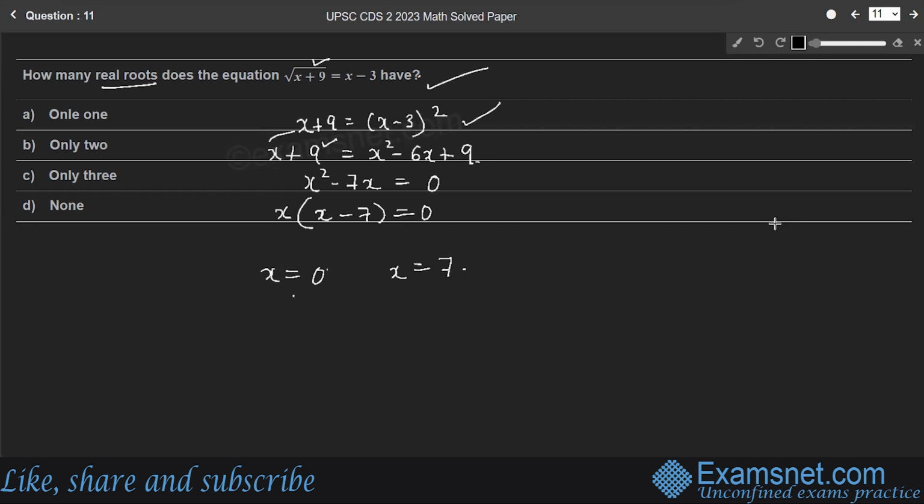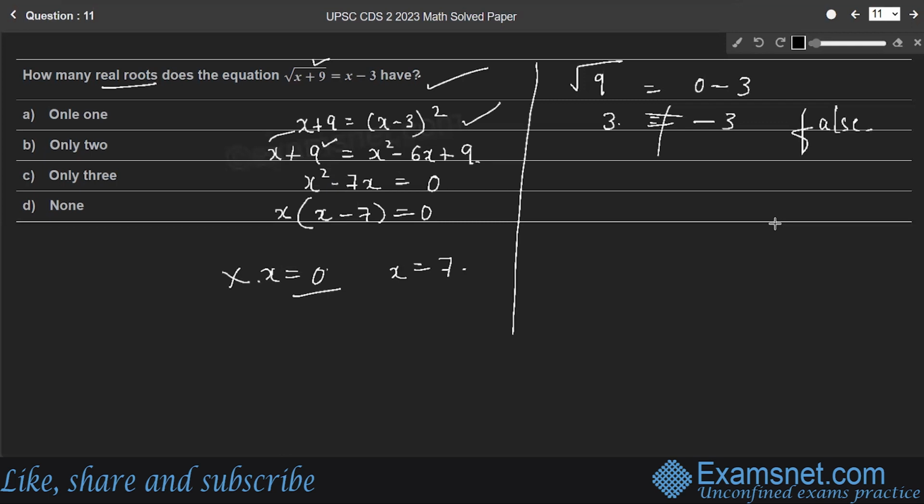If x is equal to 0, let us consider the given equation root x plus 9. It becomes root of 0 plus 9, which is root 9, is equal to 0 minus 3. Square root of 9 is 3. Root of a positive number is always positive. Therefore, 3 cannot be equal to minus 3, which is false. So 0 cannot be a real root.